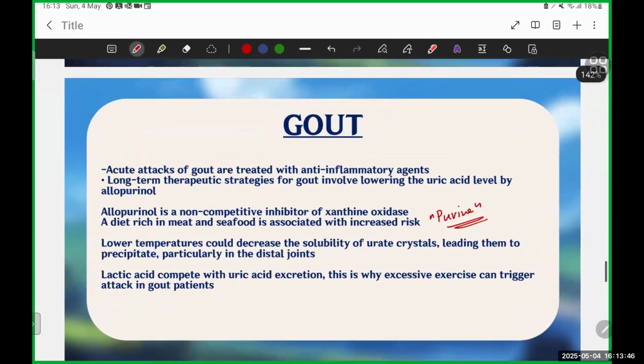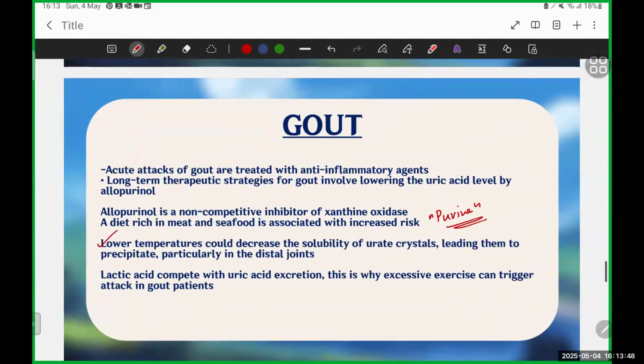All right. Lower temperature. Lower temperature reduces solubility, from chemistry again. It's going to reduce the solubility of urate crystals, again leading them to precipitate. Again, you have gout. All right.